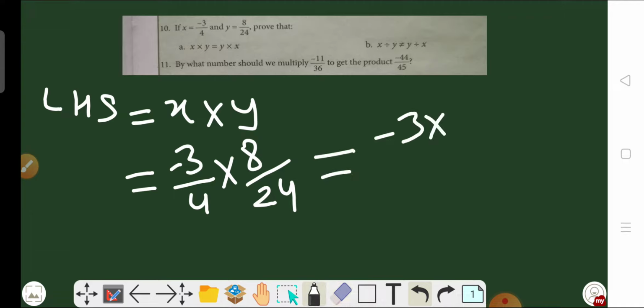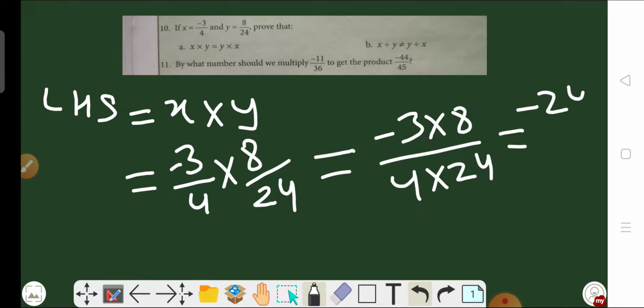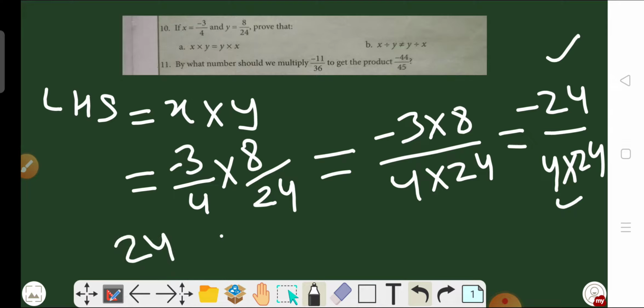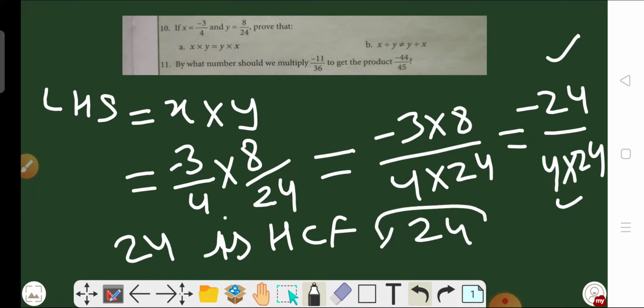minus 3 multiplied by 8 and 4 multiplied by 24, and again this is equal to minus 24 by 4 multiplied by 24. So this is our numerator and this is our denominator, and we have to cancel the highest common factor in numerator and denominator. Clearly 24 is the highest common factor, so we have to cancel 24 in numerator and denominator.